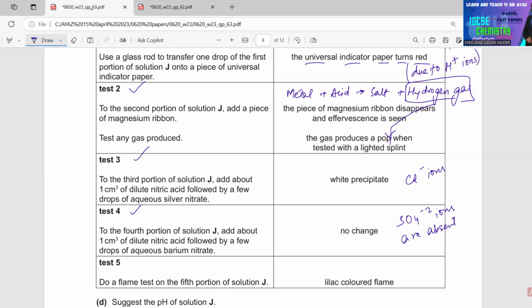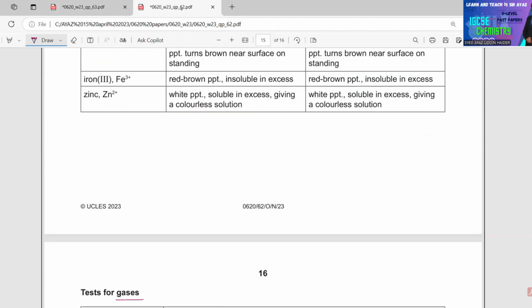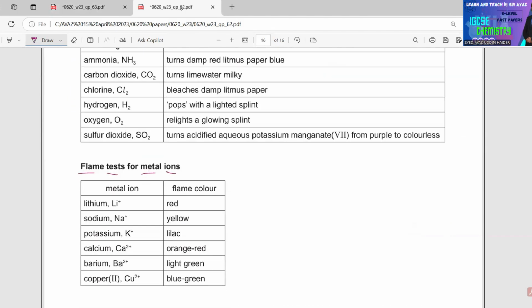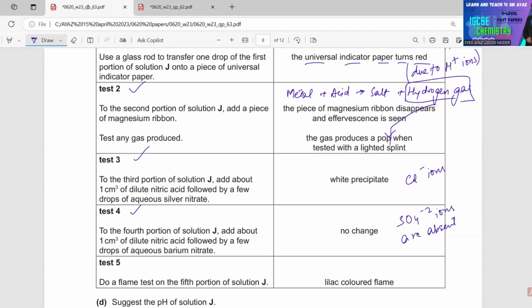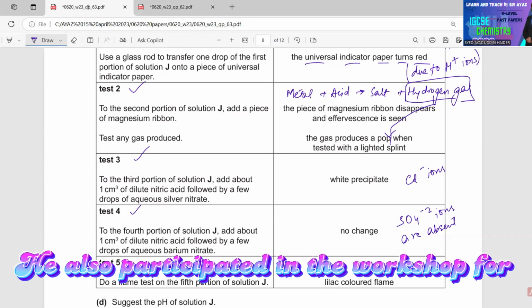Last, do a flame test on the fifth portion of solution J. You see a lilac colored flame. If you look at the list of the flame test, lilac color is of potassium ion. So it must be having K plus ion.